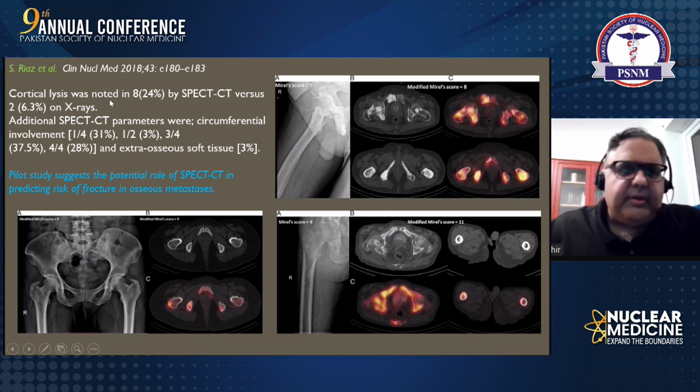There's more lytic components. So essentially cortical lysis was noted in 8 by SPECT-CT versus 2 by the X-ray. Additionally, with SPECT-CT parameters, circumferential involvement could be better evaluated, and an extra-osseous component could also be seen in 3% of the cases.